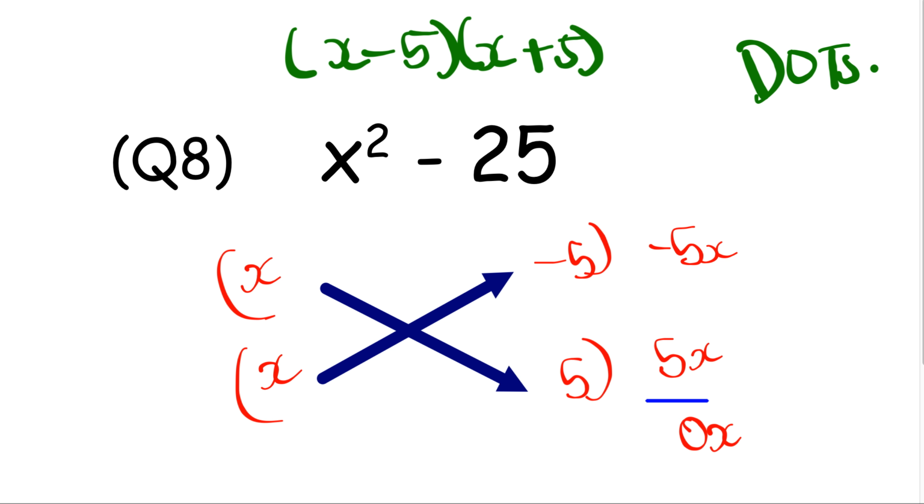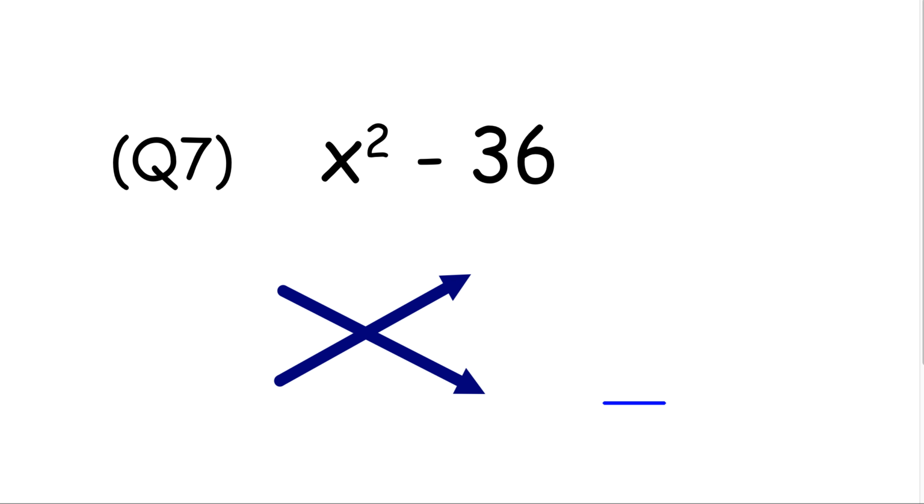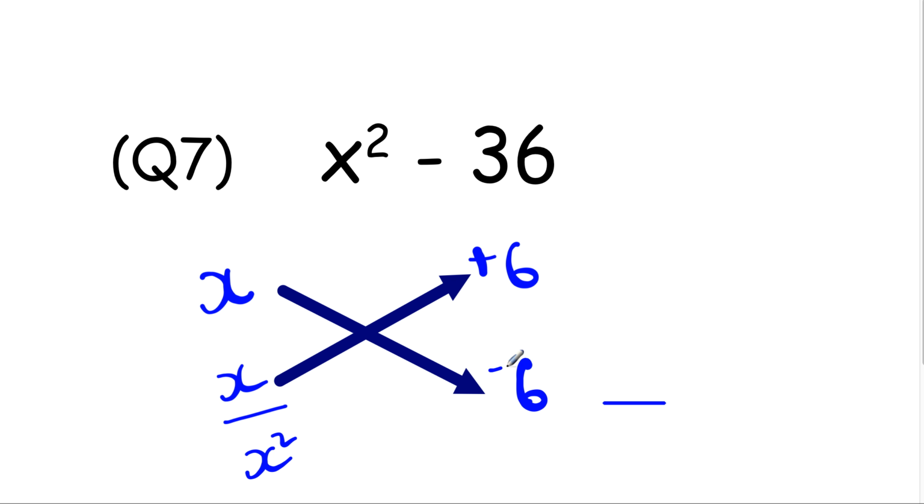Okay, so next question, question 7. We want to try this one. Again, it's a case of there are no x squared, and there's no x's in the middle, so there must have been an elimination. So if you've thought about it, the numbers that are here are the square root of 36. So the square root of 36 is 6. One has to be positive, one has to be negative to create that elimination.